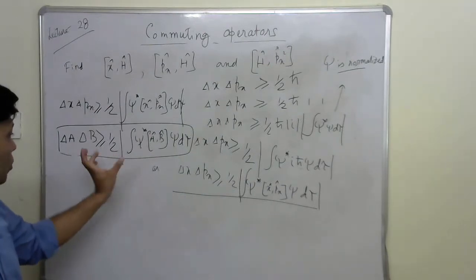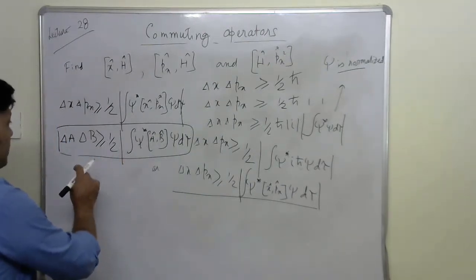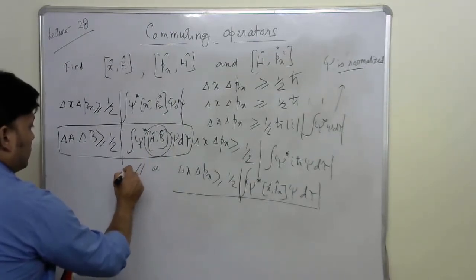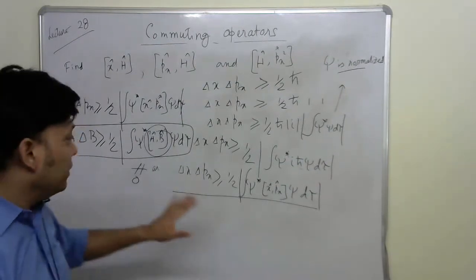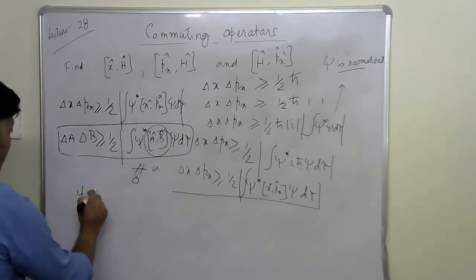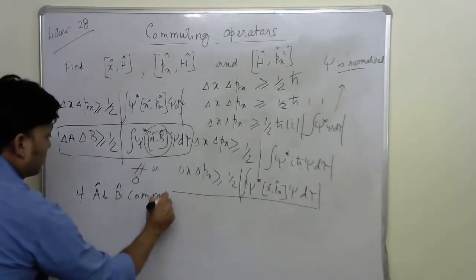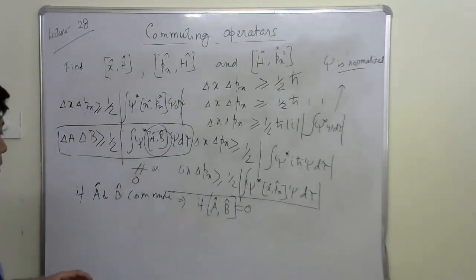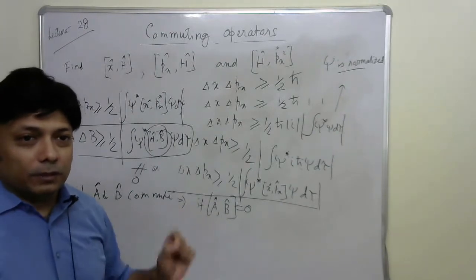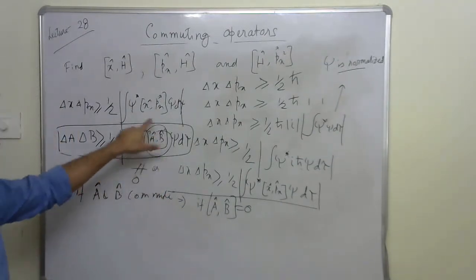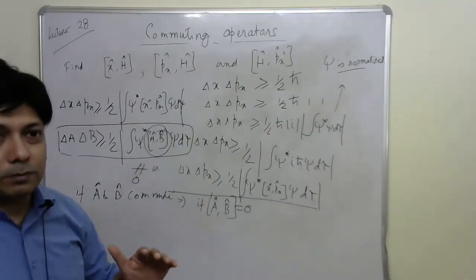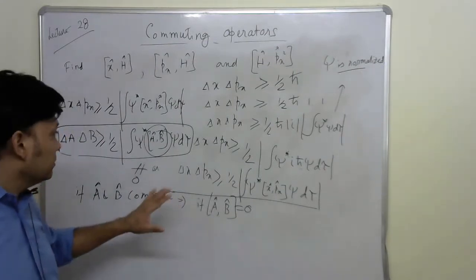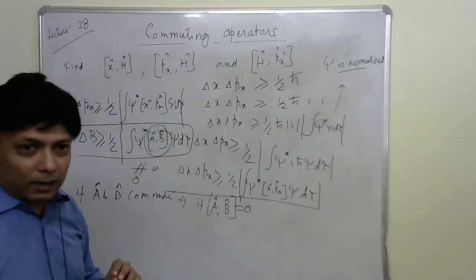Okay, so that means it automatically tells me that this should be greater than or equal to half of ħ only when this value is not equal to 0. Got it? If this value is equal to 0, that means if A and B commute, that means if [A cap, B cap] is equal to 0, then we can simultaneously measure A and B. Alright? Because then this integral would become 0. So the Heisenberg's uncertainty principle would not be followed. So as long as the two operators do not commute, this relationship is maintained. Alright?